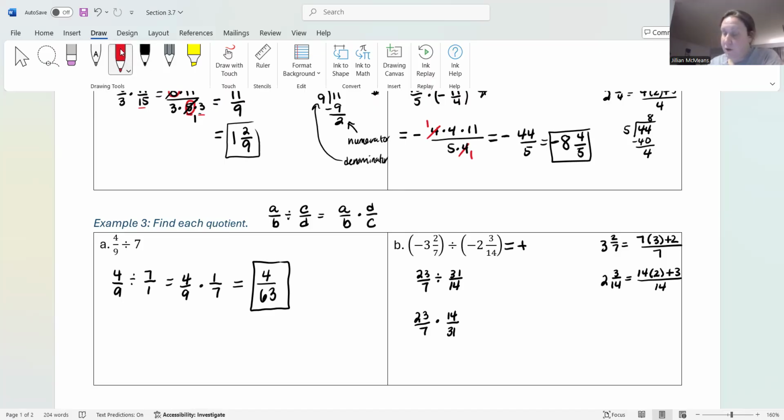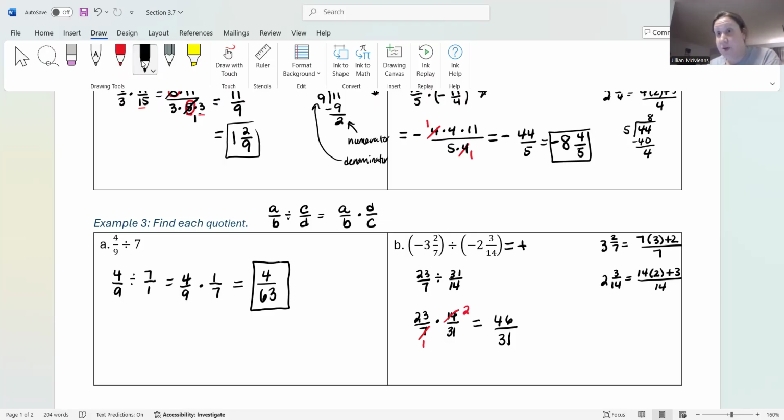So instead of writing out factorizations, what we can do is just acknowledge, hey, 7 and 14 have a common factor. So if I take 7 and divide it by itself, I get 1. If I take 14 and divide it by 7, I get 2. Now 23 is prime, 31 is prime, nothing else is going to simplify, so we can go ahead and multiply across. So I get 23 times 2, which is 46. And then I get 1 times 31, which is 31.